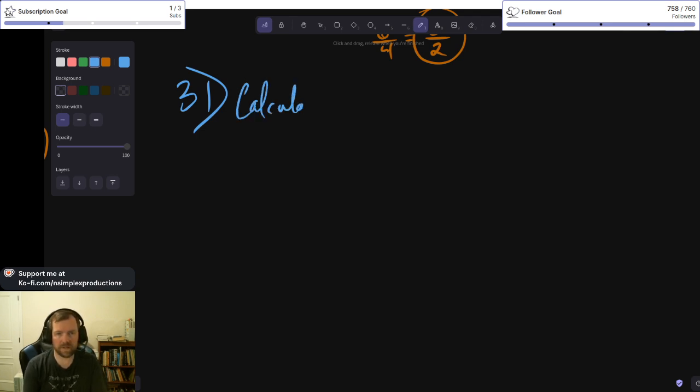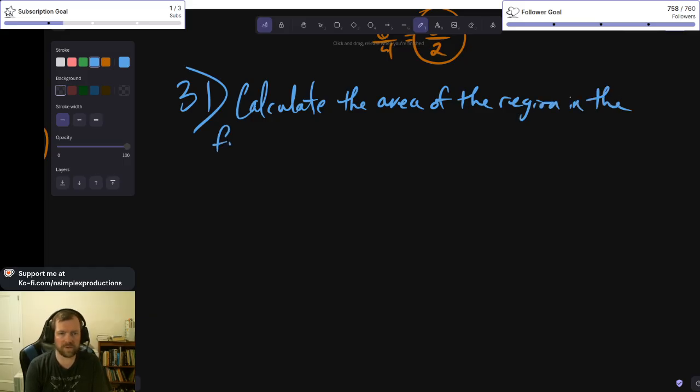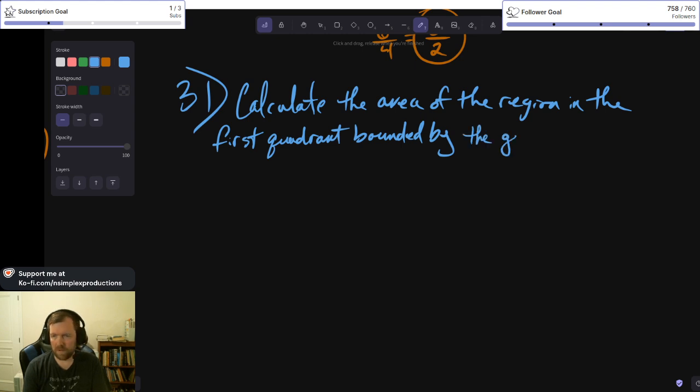Calculate the area of the region in the first quadrant bounded by the graphs of y equals 8x, y equals x cubed, and y equals 8.